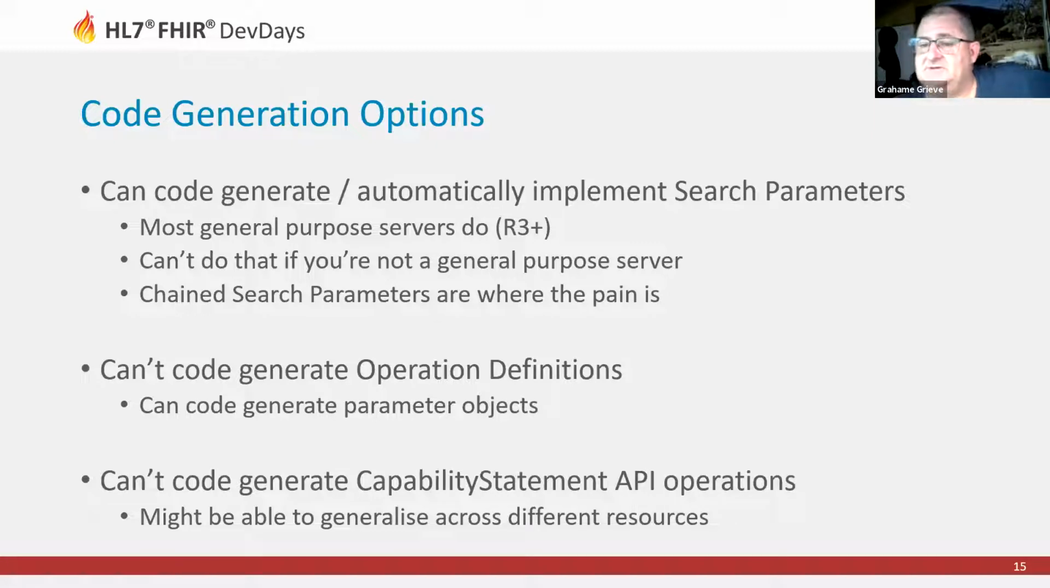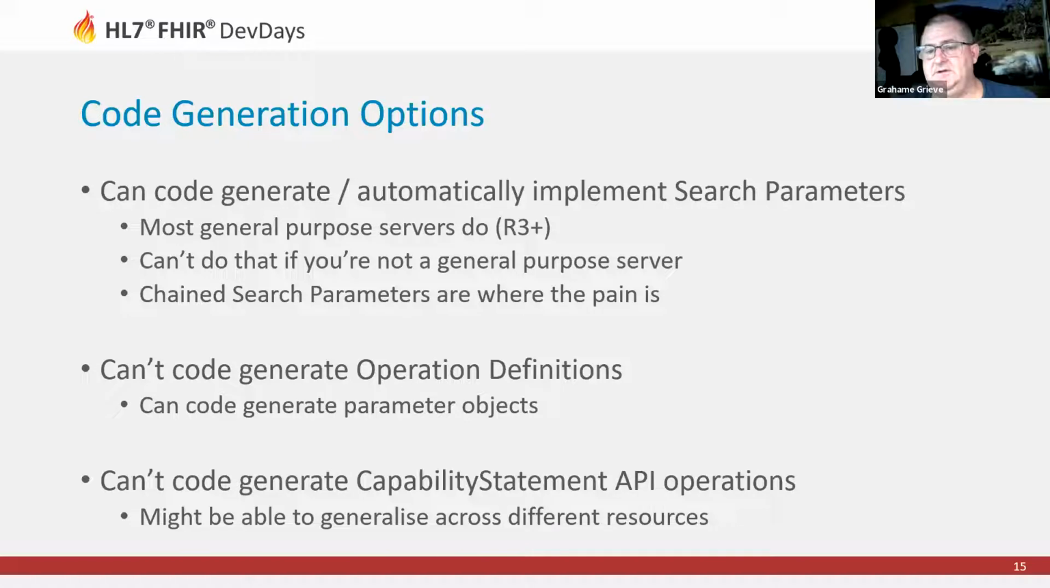There's enough information in the search parameters to implement about 95% of them, and most of the general purpose servers do that. Anybody here still using R2 couldn't do that. It wasn't in there, but we went through and populated it after that. So there's a few search parameters you have to code by hand, but most of them, all the information you need is in the search parameter definition.